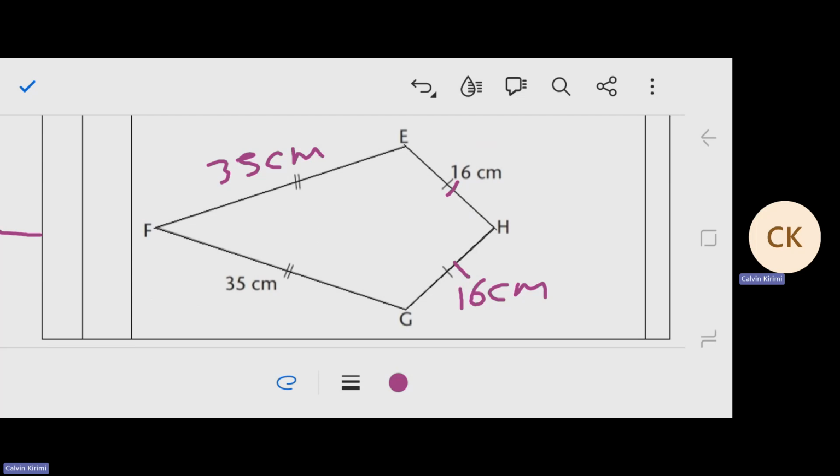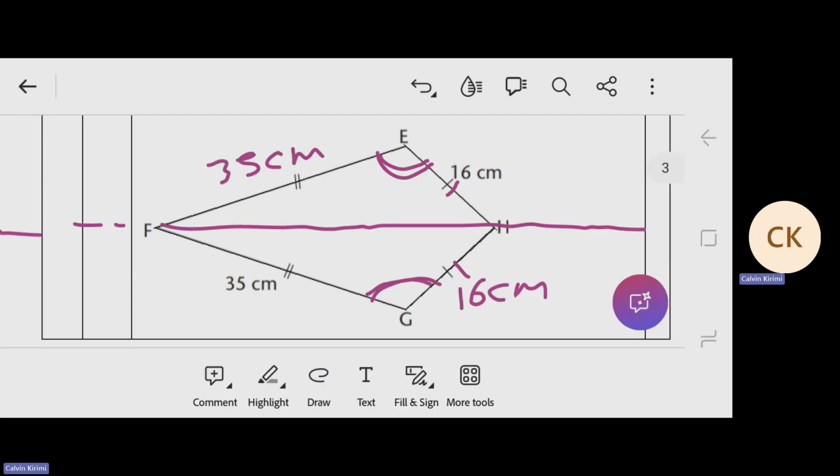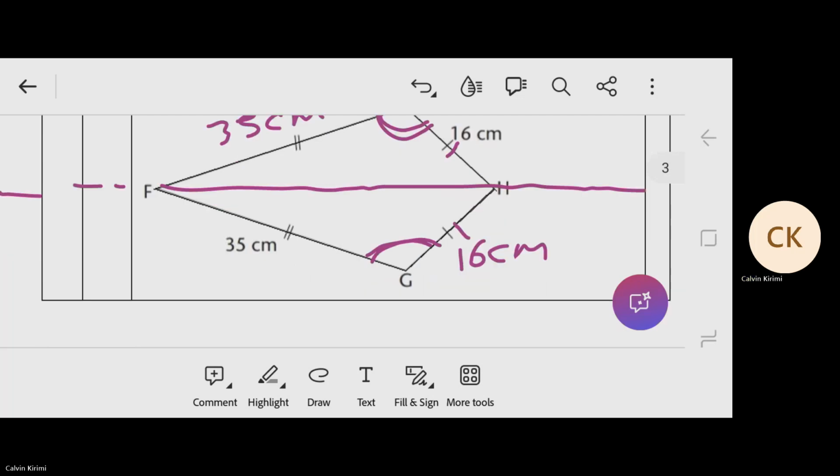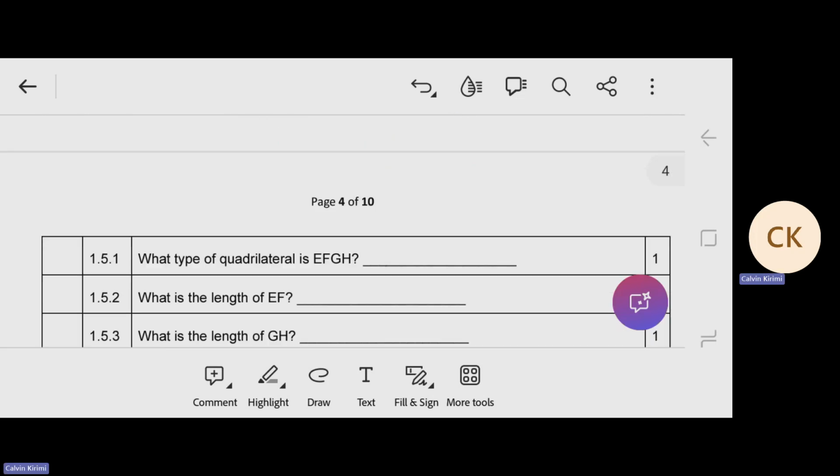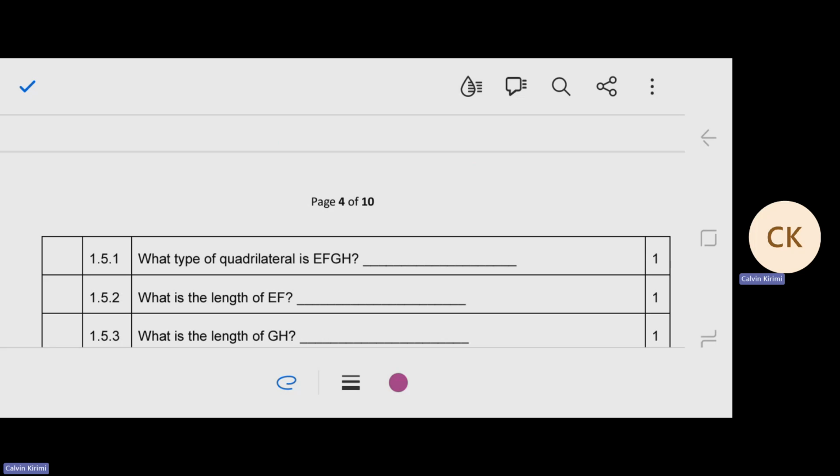What we know about a kite: this is the symmetry line. The angles opposite the symmetry line, this side and that side, are equal. And all angles must add up to 360 degrees. So let's answer the question. What type of quadrilateral is this? It's a kite.